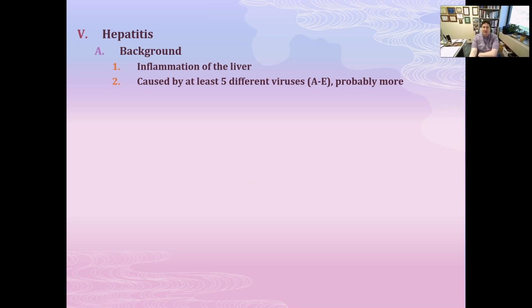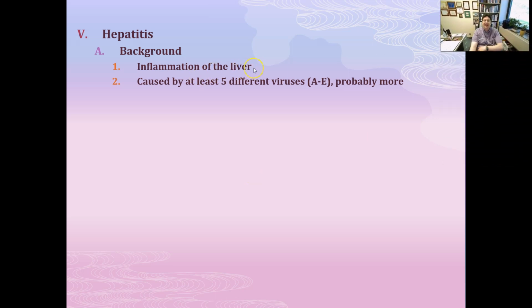Now, keep in mind, the liver is not technically part of the GI tract. I mean, food doesn't go through it, but it is certainly a digestive organ, so we're going to cover it here. Now, I'm not going to cover all A through E, but we'll look at the first 3. Those are the most important. Hepatitis A is the least problematic.